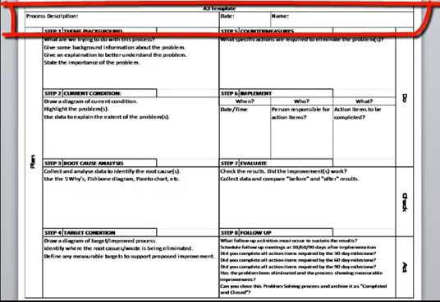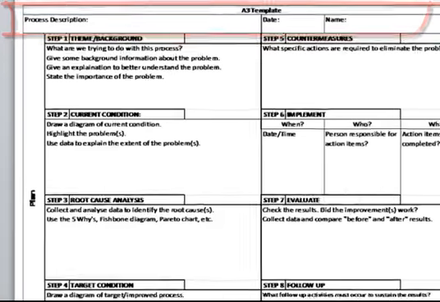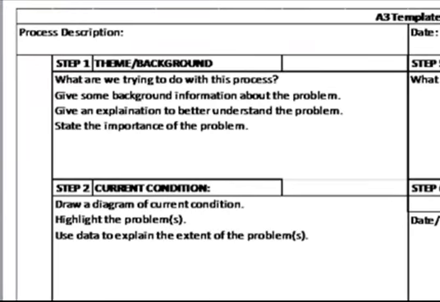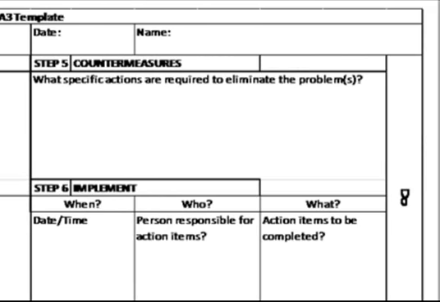At the top of the A3 template you can actually see there's a process description, and that's really asking for the identification of the department or the process or the particular area that you're looking at. There's a date, and then there's the name of the person responsible for this, or the team member or supervisor or manager, etc.